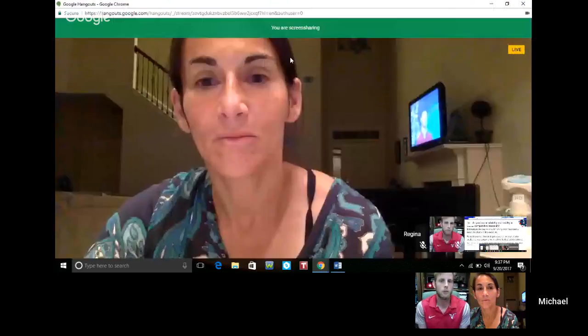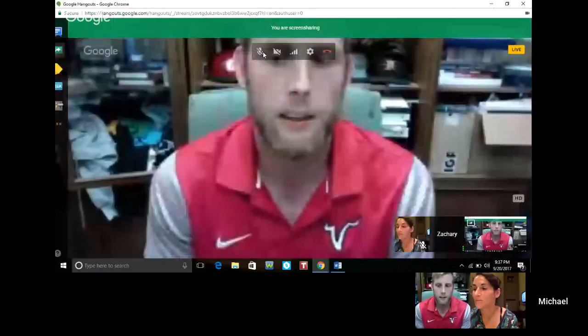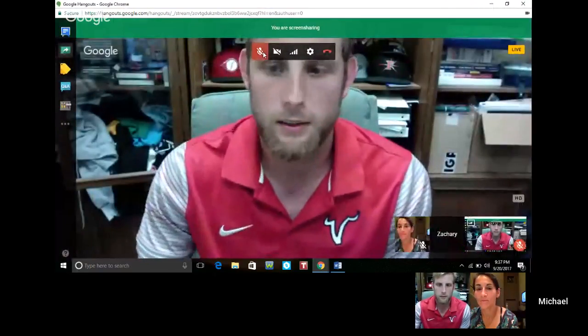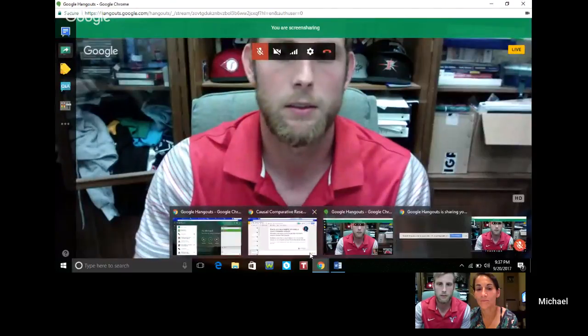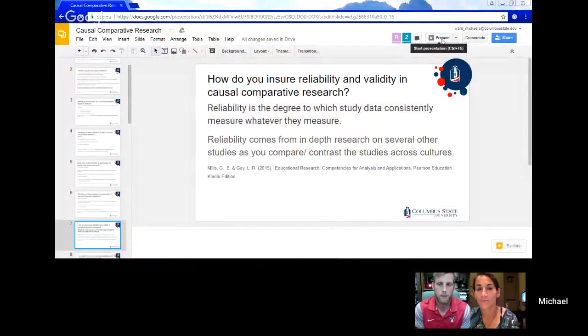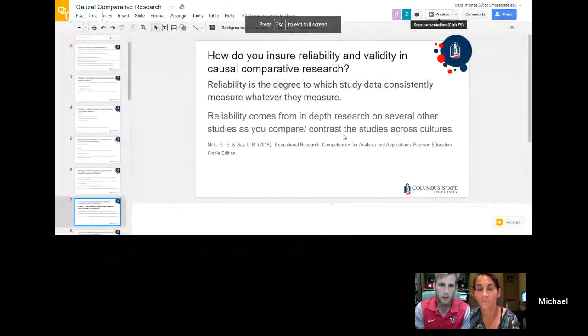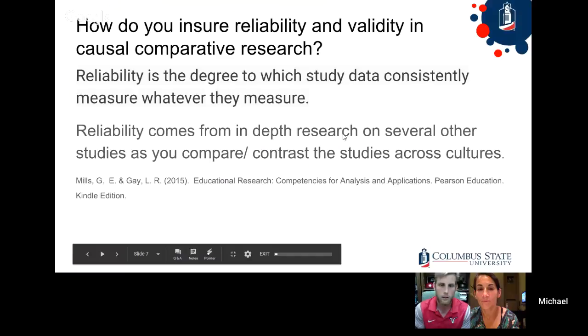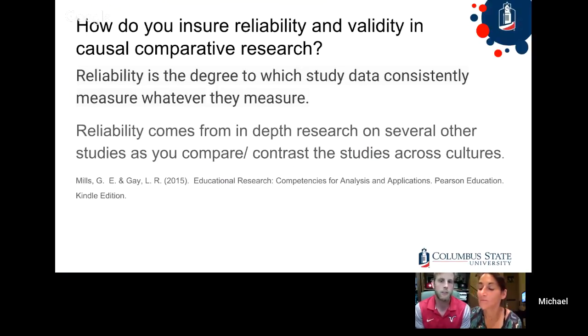How do you ensure reliability and validity in causal comparative research? Reliability is the degree to which study data consistently measure whatever they measure. Reliability comes from in-depth research on several other studies as you compare and contrast the studies across cultures.